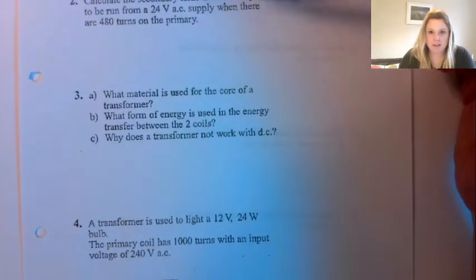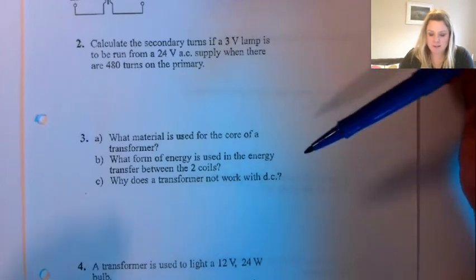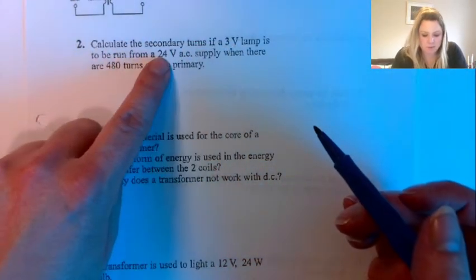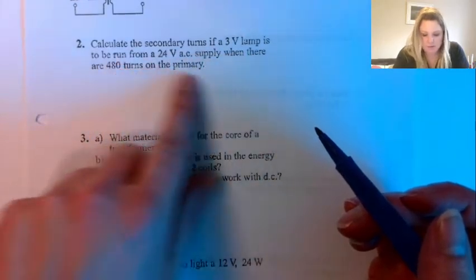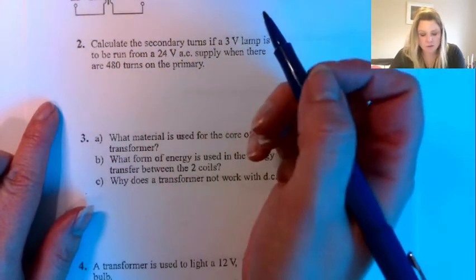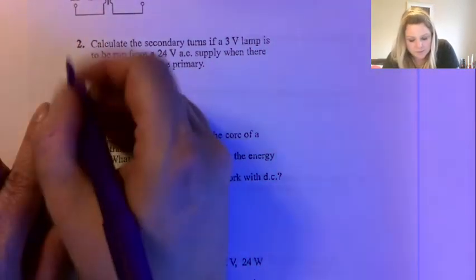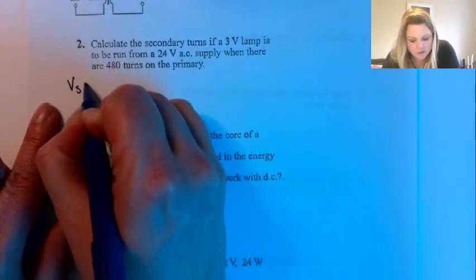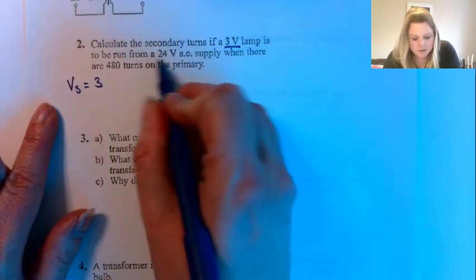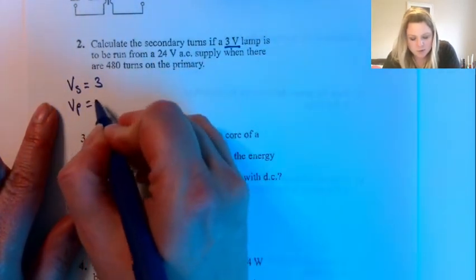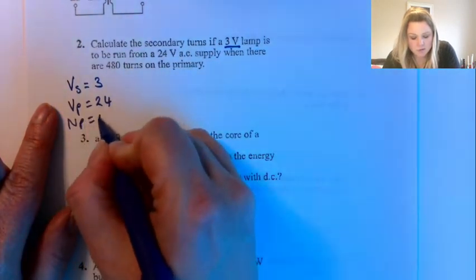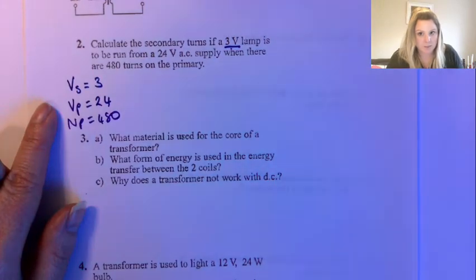My advice here is to make a little list. So for the secondary turns, a 3-volt lamp is to be run from this power supply when there are that many turns on the primary. So make your wee list: the secondary voltage is 3, that's this one. This here is the input voltage, so the primary voltage is 24 and the primary number of turns is 480.